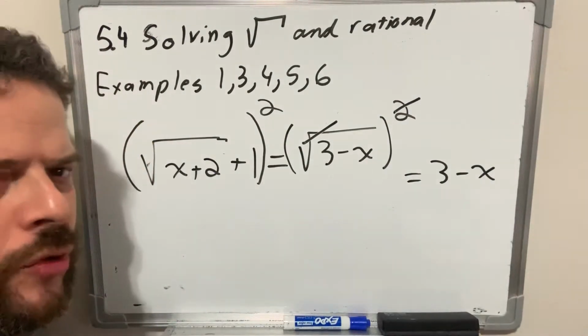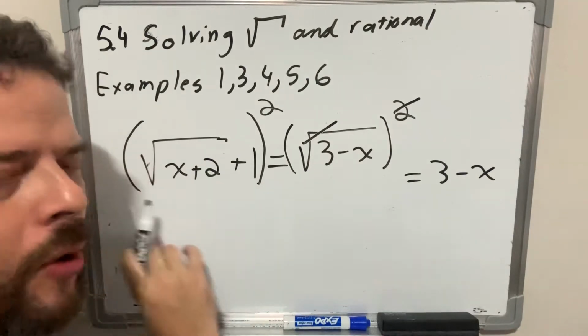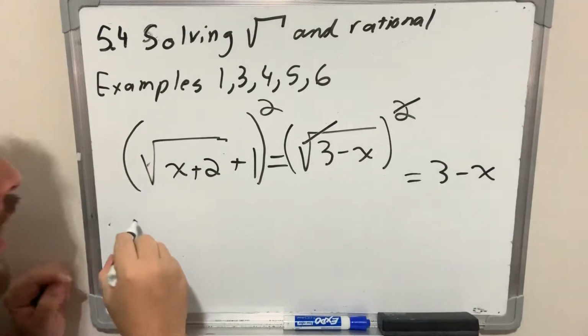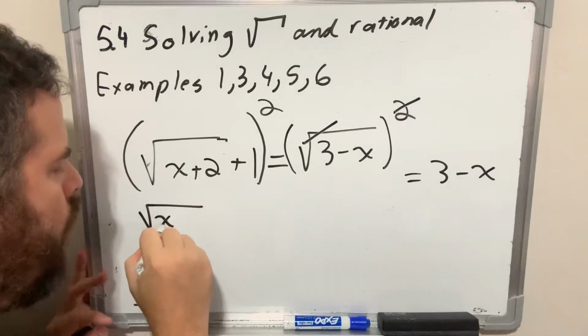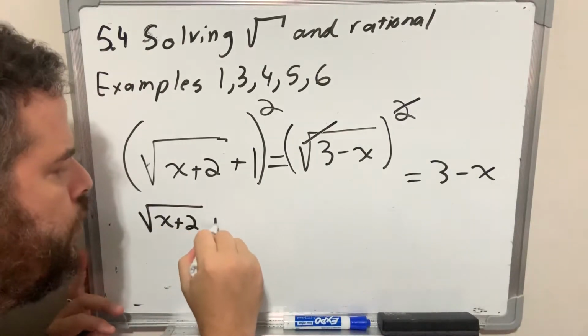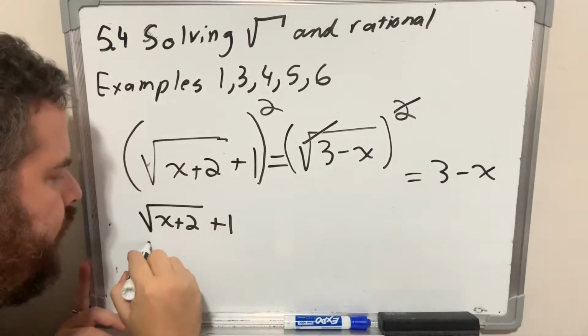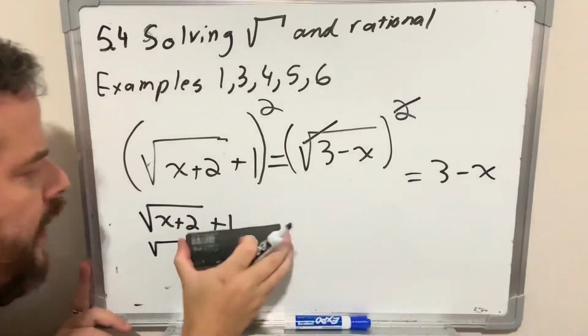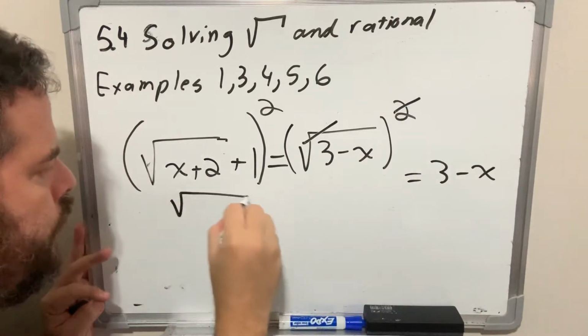Again, please do not do FOIL, top to bottom multiplication, or the rule that I showed you guys. I'm going to do top to bottom multiplication. So since I'm squaring it, I have x plus 2 plus 1 times itself. Let me actually write this up here because I'm going to need more room.